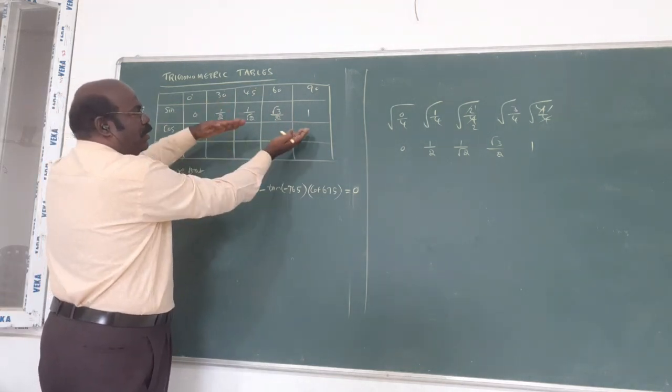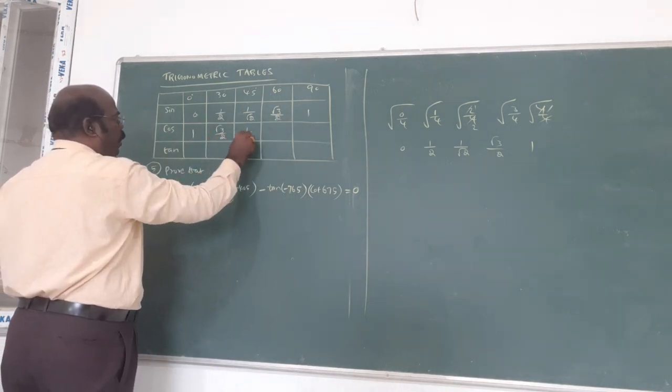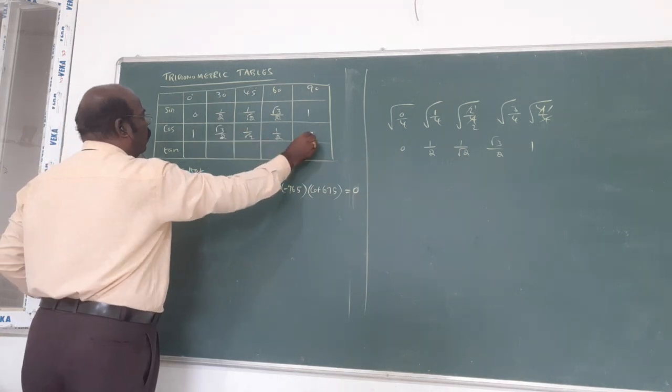Now for cos, reverse the order. That means what? 1 will come first, next root 3 by 2 will come, here 1 by root 2 will come, here 1 by 2, and 0.